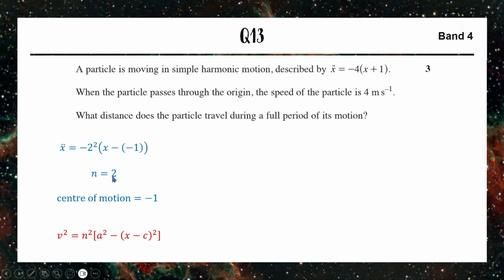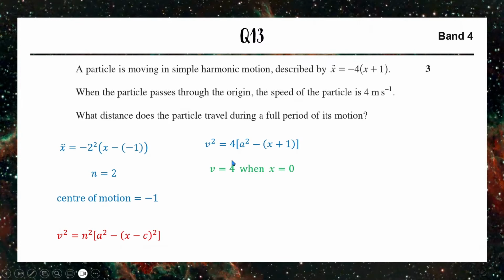So we can put those two bits of information into our red equation here, and we get v squared is equal to 4 times a squared minus x minus 1. Okay, now this is also really good because I have some more information in the question that I can use about the relationship between x and v. As we already said, when we're passing through the origin, so when x is equal to 0, the speed, or the velocity, is equal to 4. So let's chuck that in.